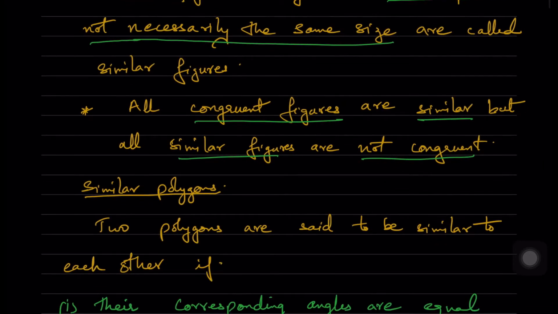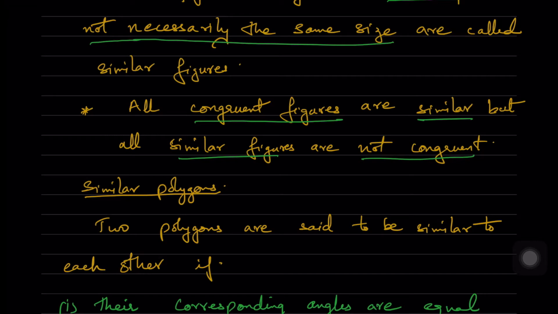Now what are congruent figures? We can see all congruent figures are similar, but all similar figures are not congruent. What exactly are congruent figures? We have learned this in 9th class. Congruent figures are those figures which can overlap one over the other. That means if you put two circles together, one is not greater than the other. They overlap each other. They get mixed up in such a way that it will be like a single circle.